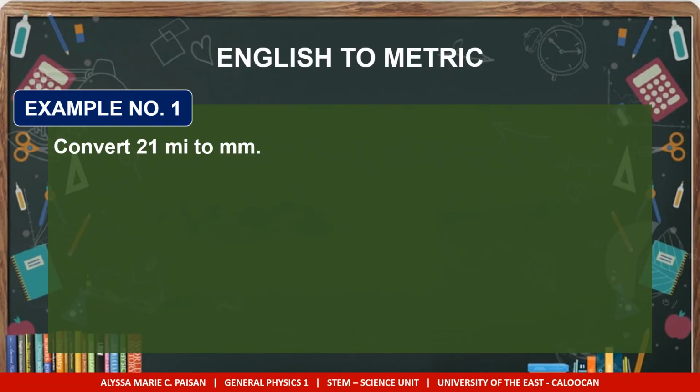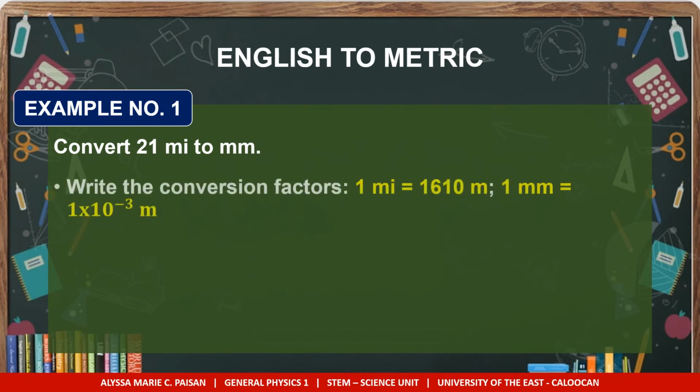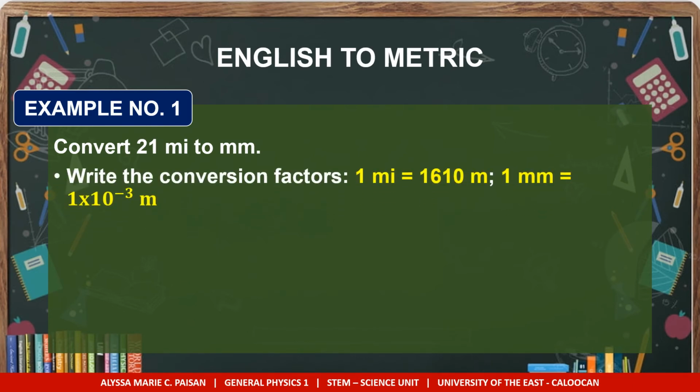For our example number 1, our task is to convert 21 miles to millimeter. We have two conversion factors. 1 mile is equal to 1,610 meters and 1 millimeter is equal to 1 times 10 raised to negative 3 meters. Why are there two conversion factors?